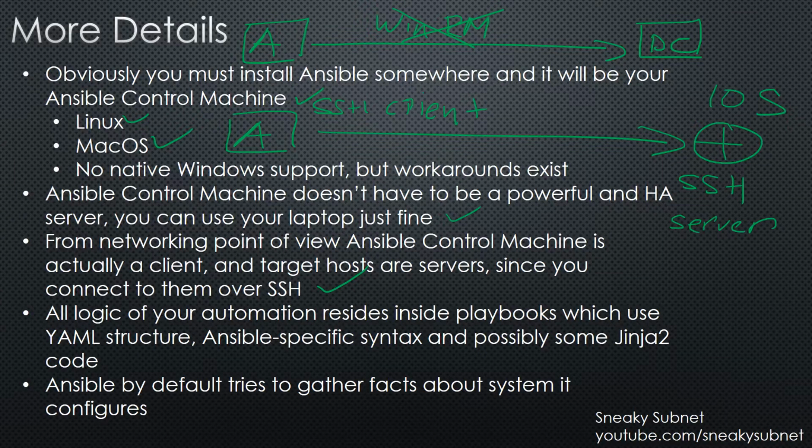Next, all logic of your automation resides inside Playbooks, which use YAML structure, Ansible specific syntax, and possibly some Jinja 2 code. We will go through all that stuff in the following videos: YAML structure, Ansible syntax, Jinja 2 code, and many more. And finally, Ansible by default tries to gather facts about the system it configures: Linux distribution, network interface information, platform architecture, and many more.